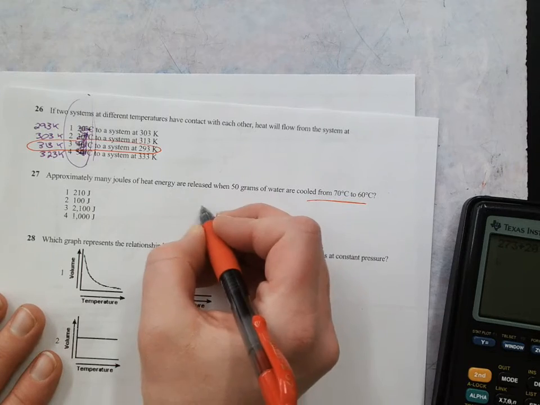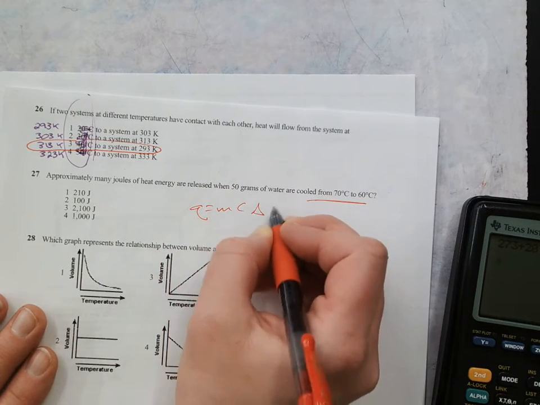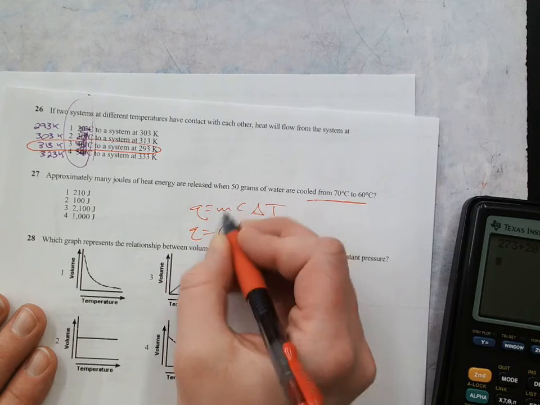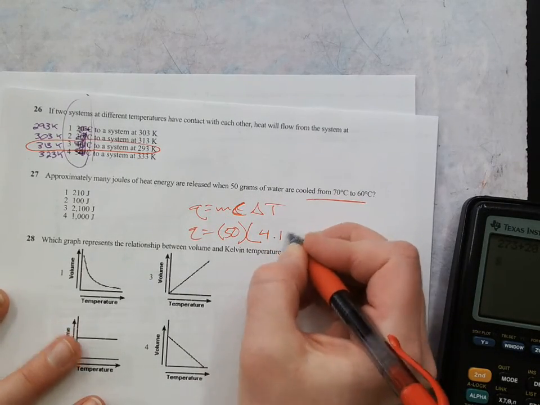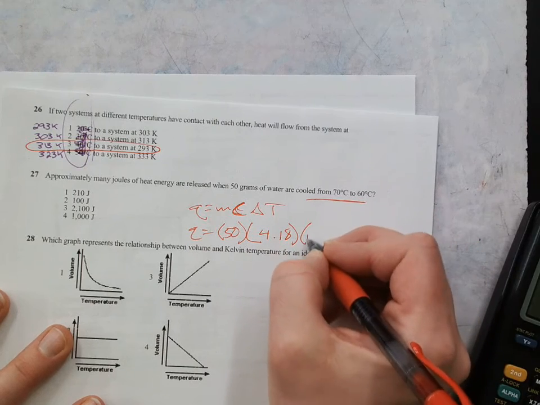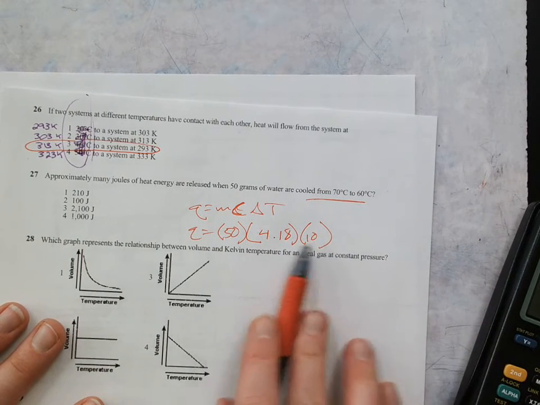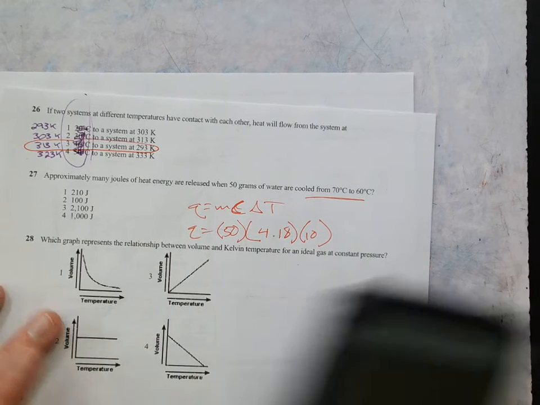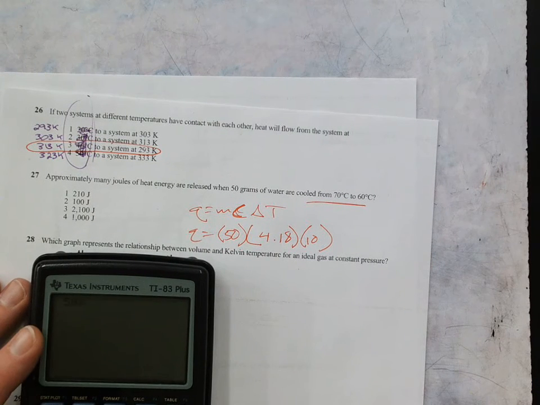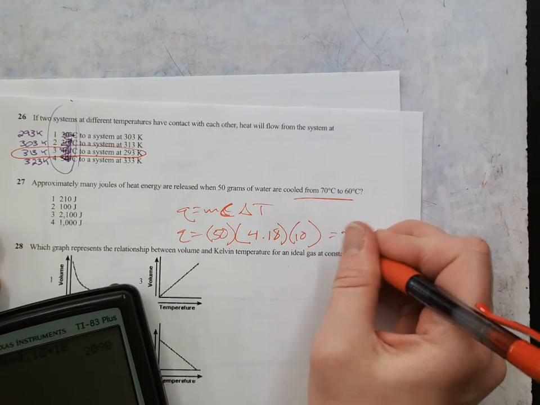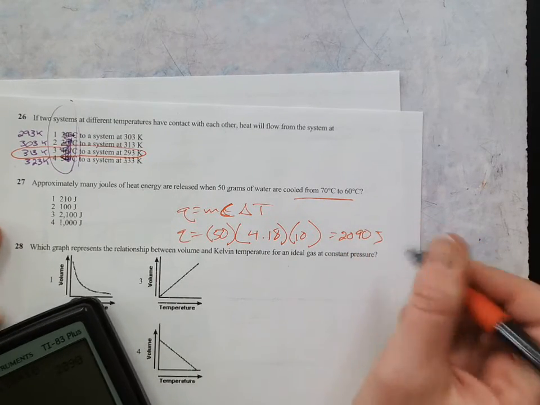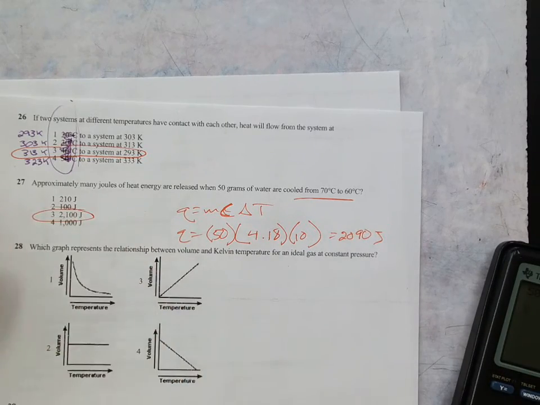Okay, see the change in temperature? Mass is 50 grams, capital C. And the change in temperature is 10. So what's 42 times 50? 2090 joules, which is about that.